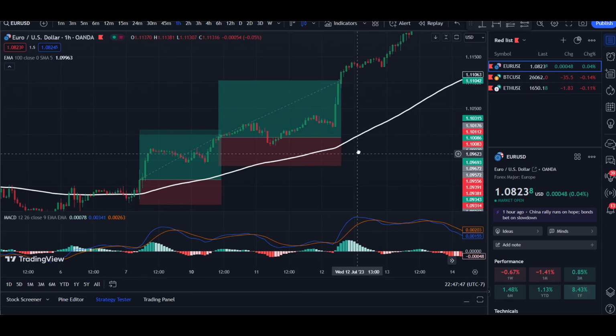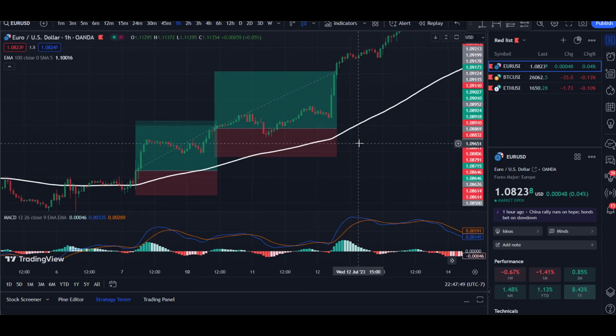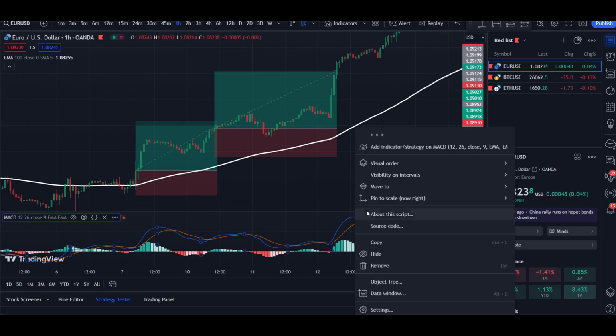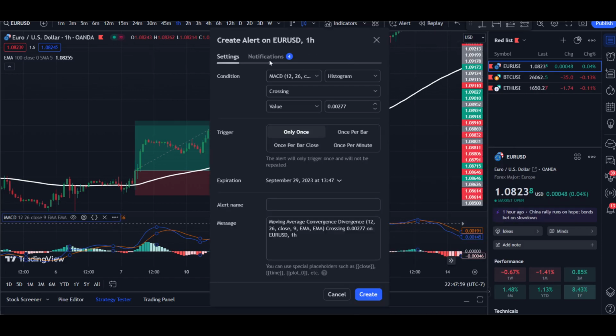All right, so now for setting up alerts on this strategy, it's very simple. The only thing that we're going to do is go down here and right click on the MACD. We're going to click add alert. We're going to make sure that it says MACD up here. We're going to make sure it says crossing, and down here when it says value, you're going to click on MACD. Then we're going to make sure it says once per bar close. Otherwise, you're going to be getting alerts off the hook.